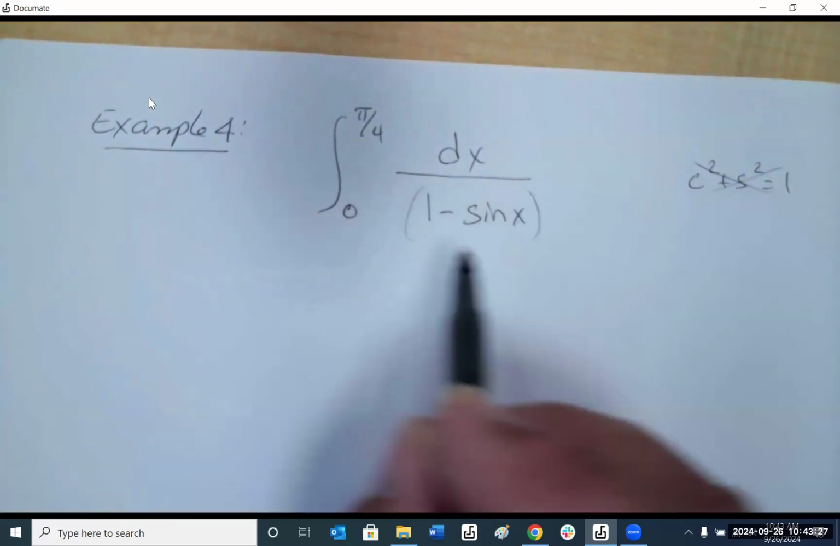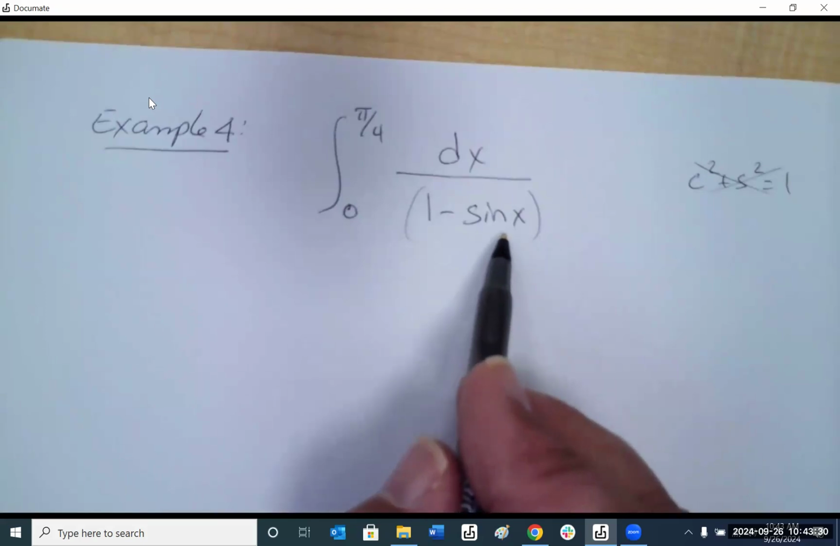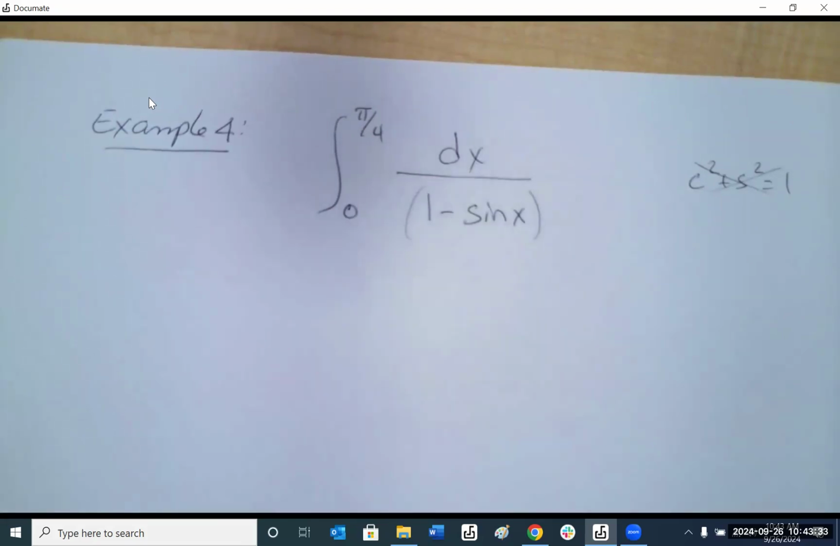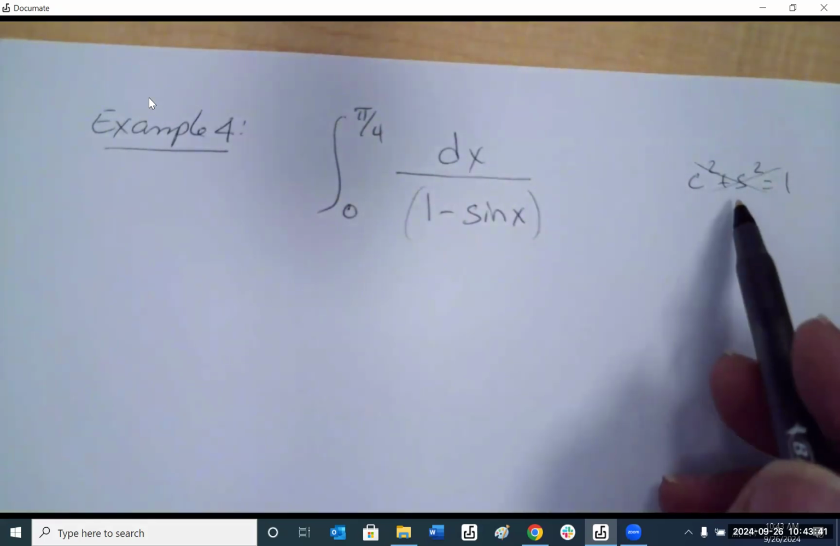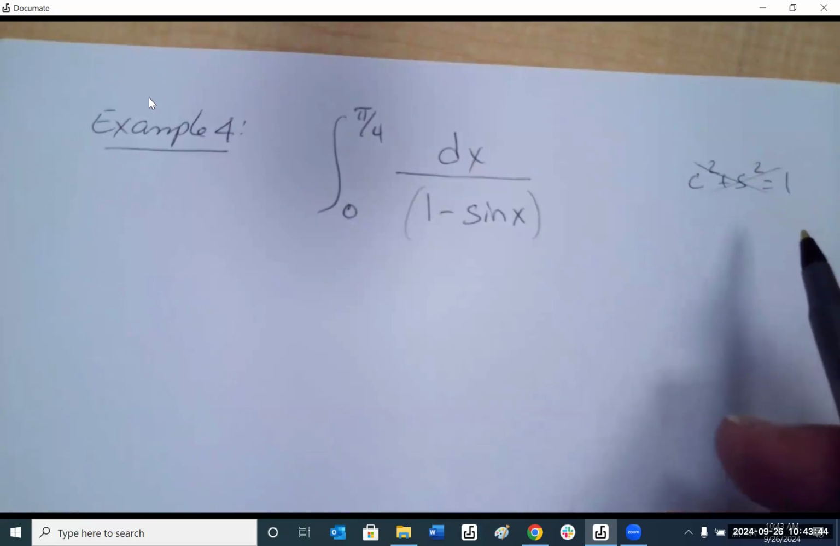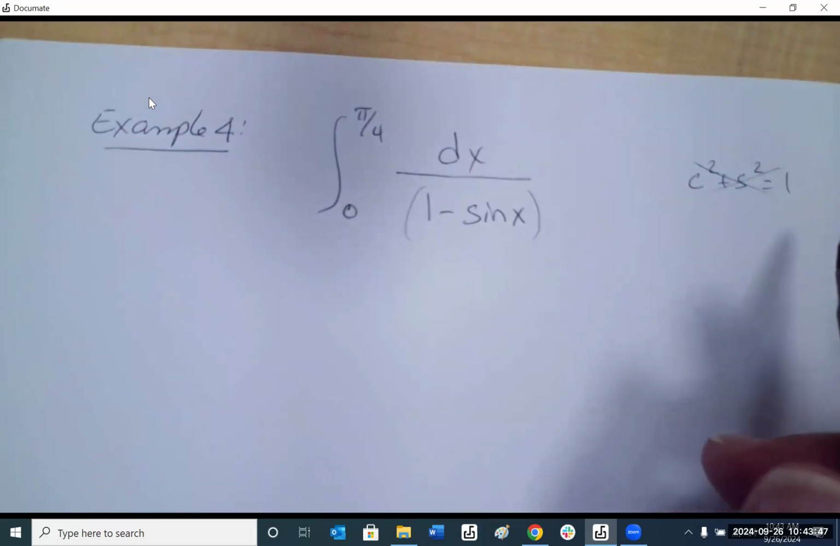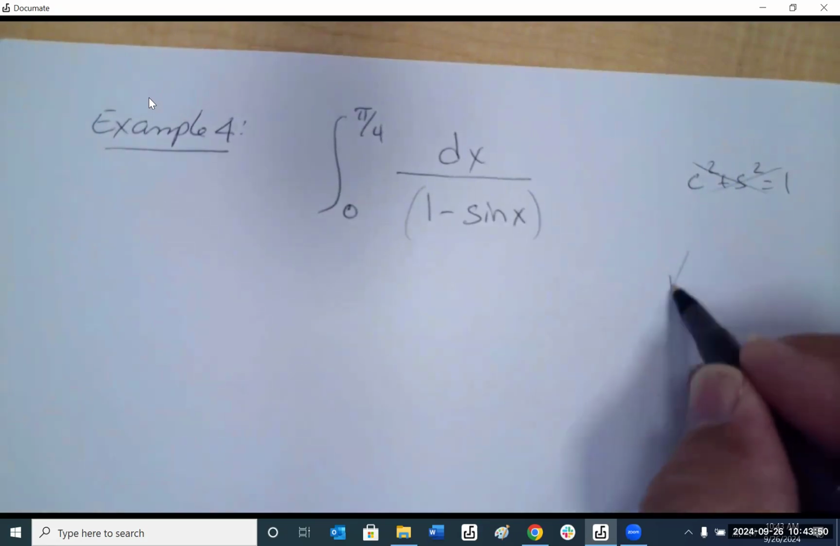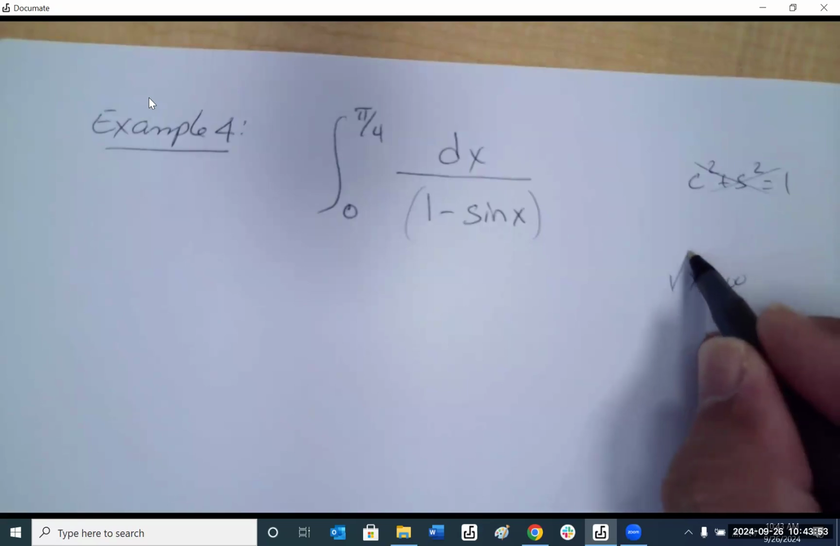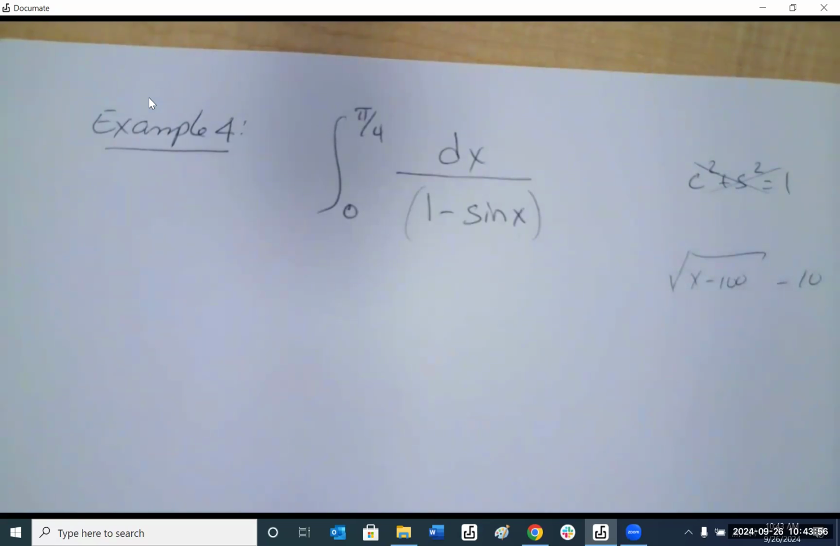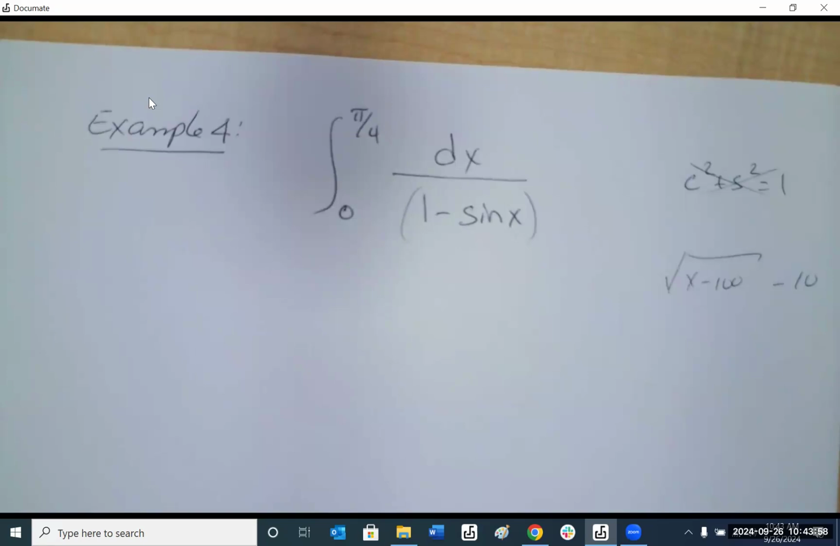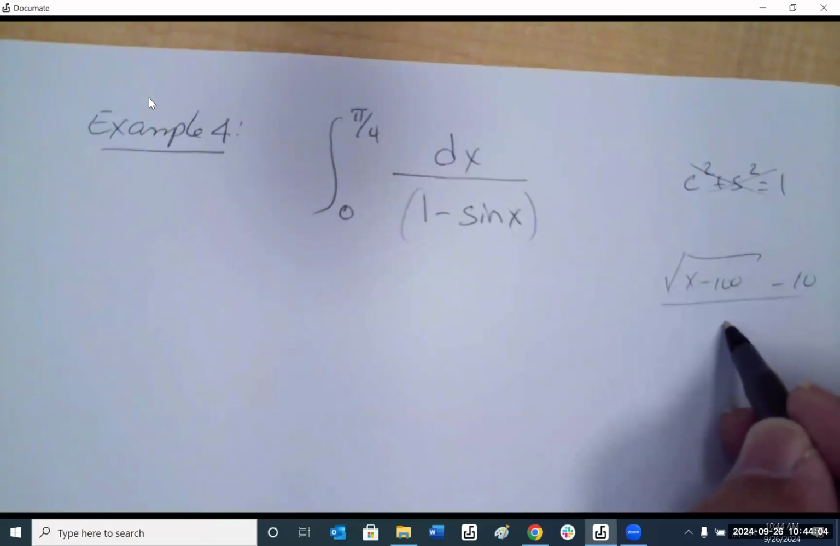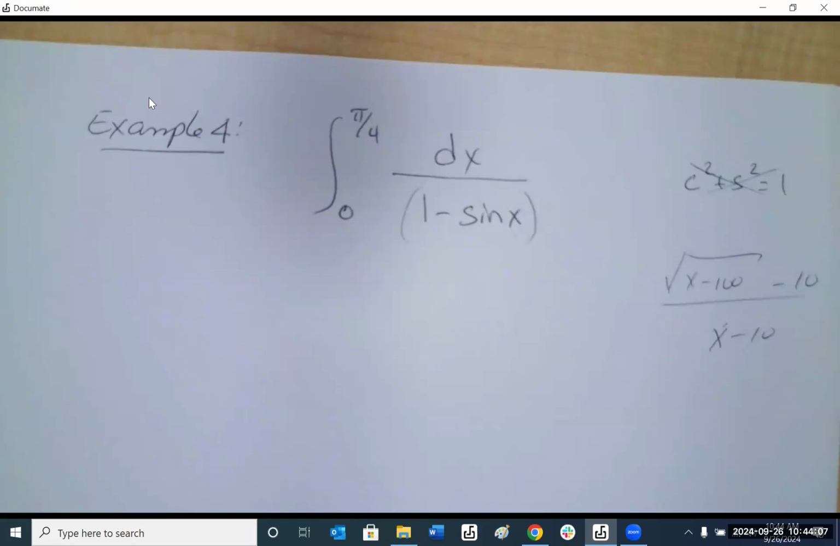If we plugged in 0 there, that's 0. If we plug in pi over 4, but again, we can't really do that because we first take the integral of it, which makes it easier for us. There's a second method we can do. Since we can't find an identity, what do we do in Cal 1 whenever we had a square root? An equation that looks something like this: square root of x minus 100 minus 10, if we had a fraction like this.